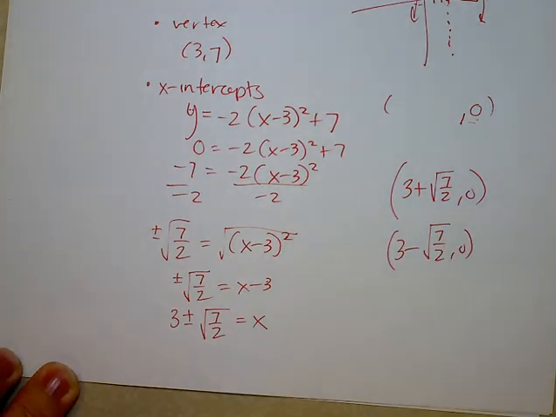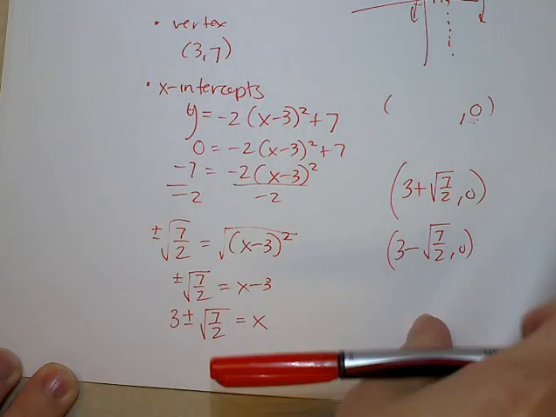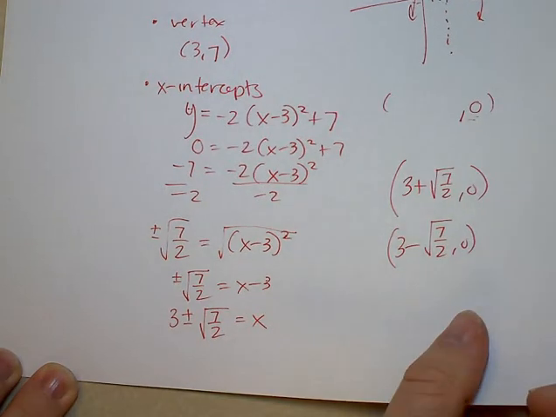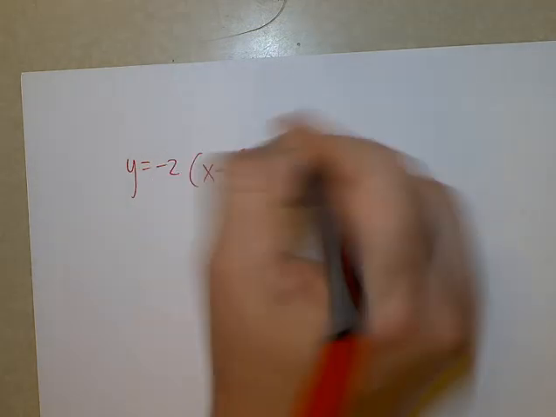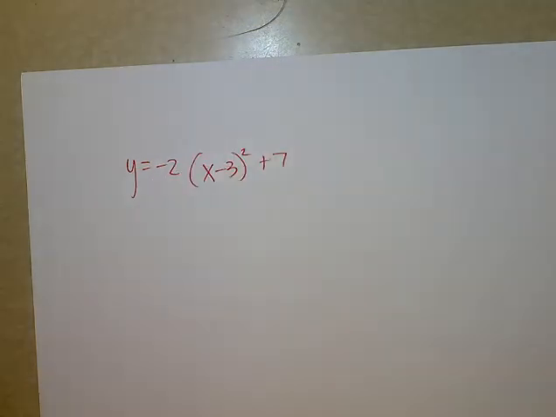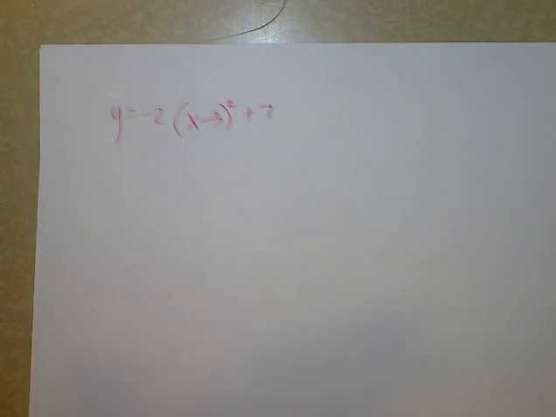Okay, your next question is, what is the y-intercept of this graph? As a reminder, it's y equals -2 times the quantity x minus 3 squared plus 7. What is the y-intercept? Okay, and you have 15 seconds. Begin.